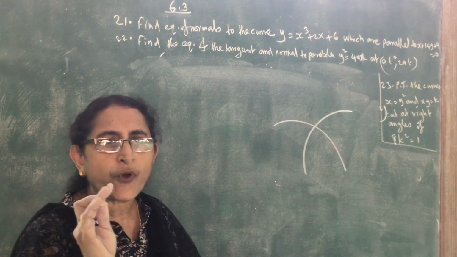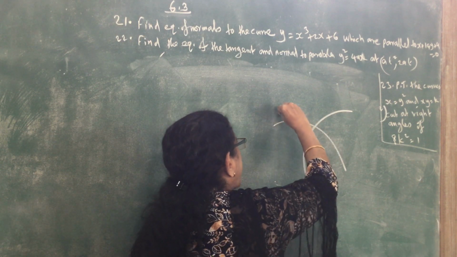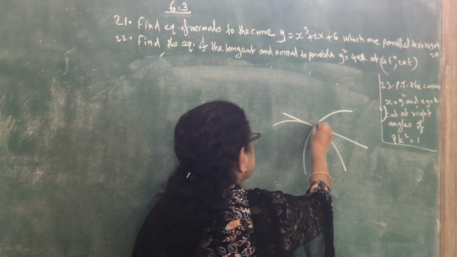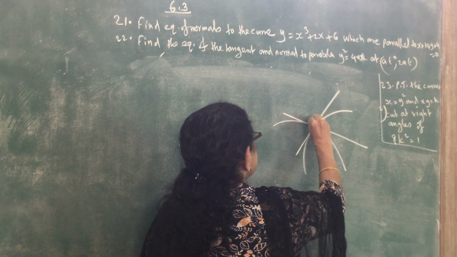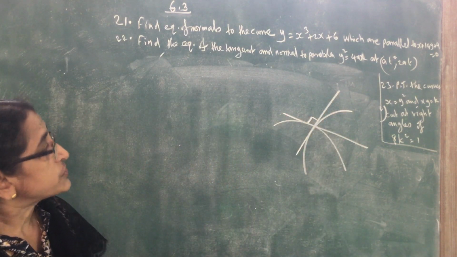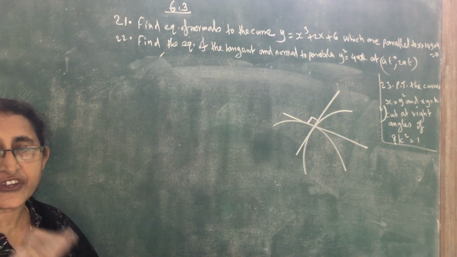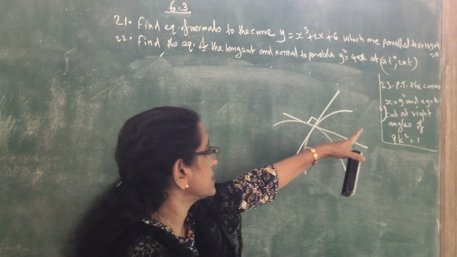So at the point of contact, if you draw a tangent to one curve, this is the tangent to this curve, and draw the tangent to the other curve, that is this one, these tangents will be perpendicular to each other. So the two curves cut at right angles means the tangents at the point of contact will be perpendicular to each other. That is the case here.